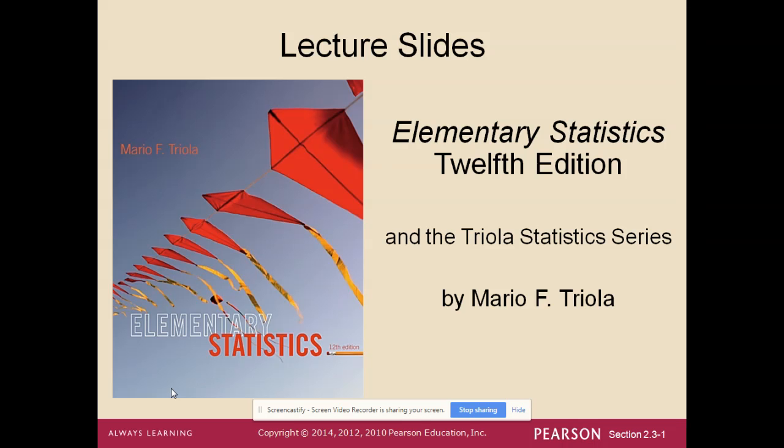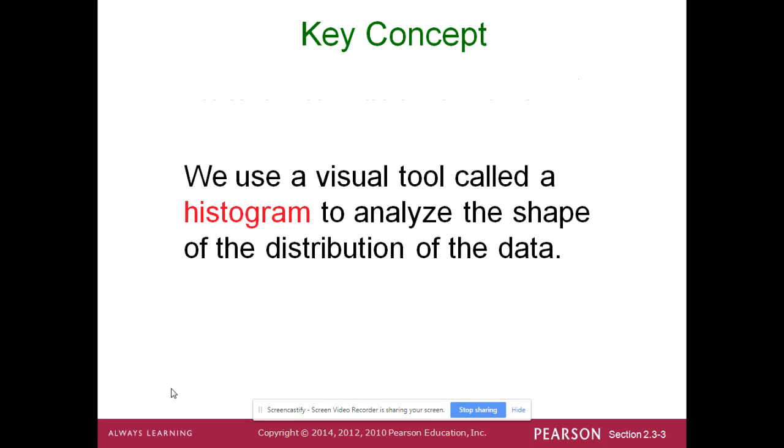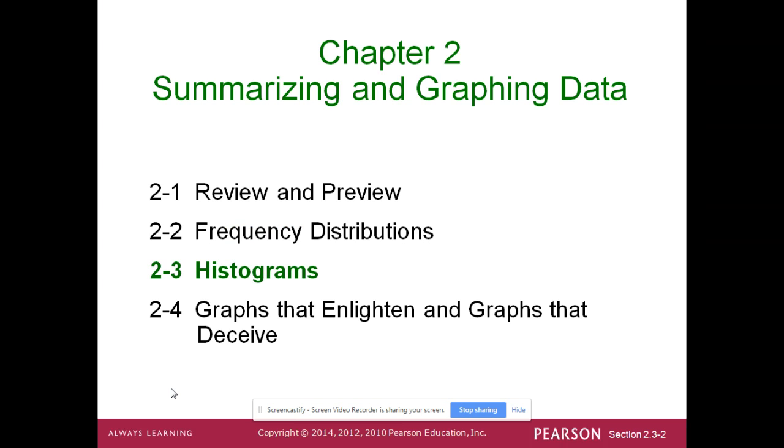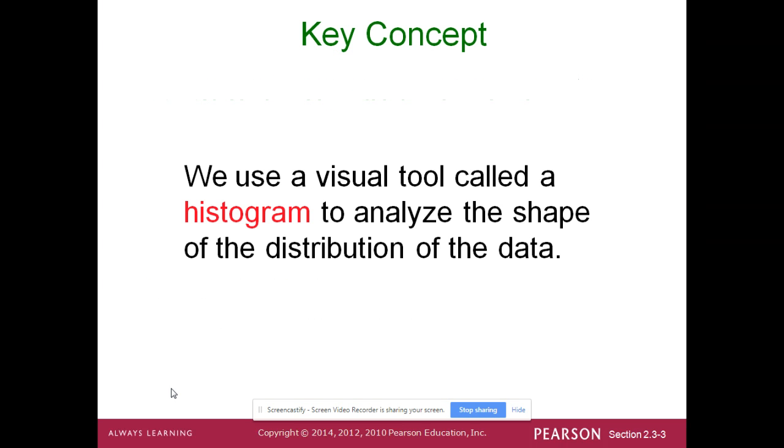All right, so we're going to talk about section 2.3, histograms. First thing, a histogram is a visual tool to analyze the shape of the distribution of the data. That histogram is going to help us visualize what's happening, and we can describe the shape.